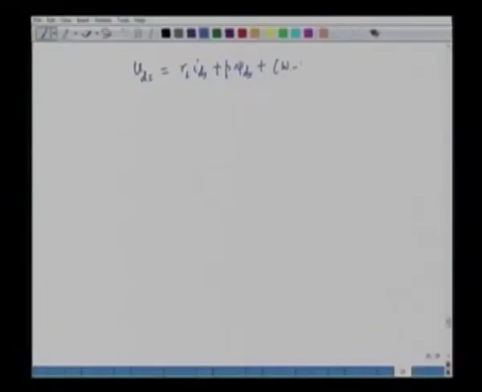Omega minus omega r into psi qs, VQS equal to omega s into psi qs.